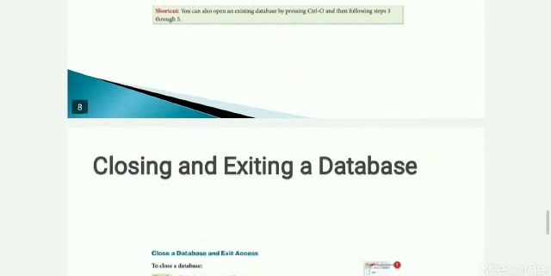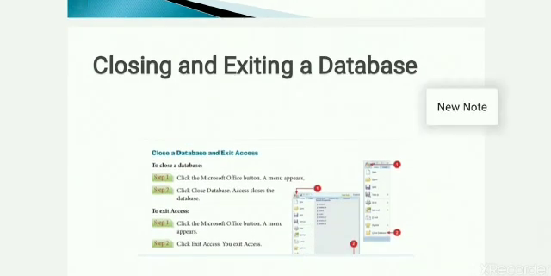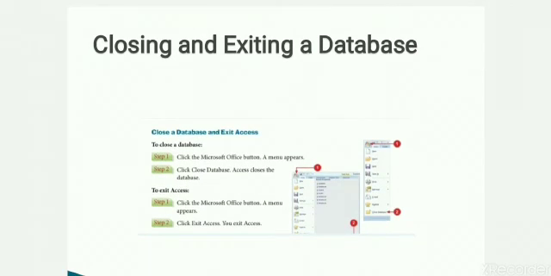Next is closing and exiting a database. As I said earlier, closing is like closing out the current database, and exiting means you are completely out of the MS Access application. So there's a little difference between them. For closing a database, you just need to click on the cross button given at the top right-hand corner of the MS Access window. If you click on that, it will close the database you are currently working on.